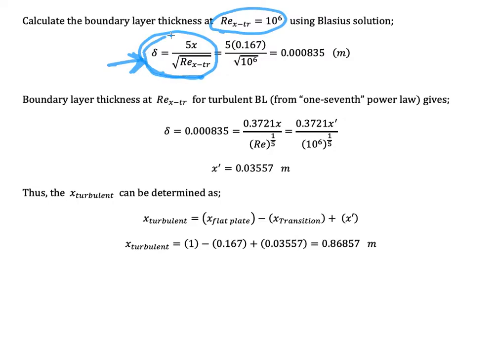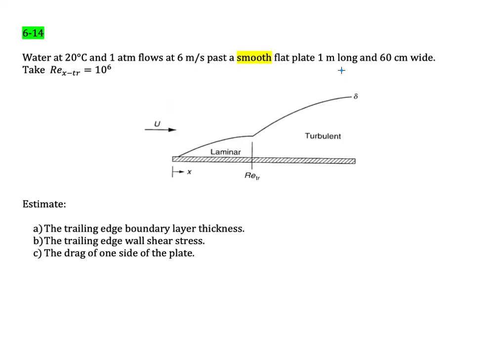So this equation is from the Blasius solution. It is 5x over the square root of the Reynolds number. We substitute the critical Reynolds number, and then we substitute the value of x, which is the distance of the laminar boundary layer only, 0.167 meter. Then we could get the boundary layer thickness as 0.000835 meter.